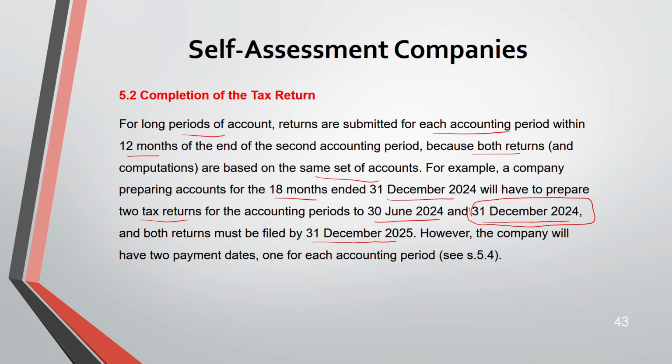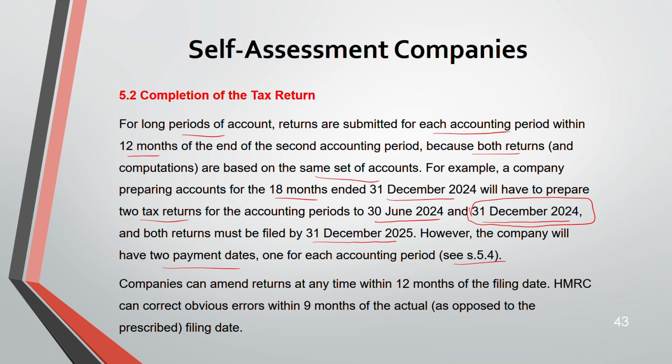But your payment dates will be different. Company will have 2 payment dates, one for each accounting period: one for 30th June 2024, the other for 31st December 2024. The payment dates are different. This will be covered in section 5.4.